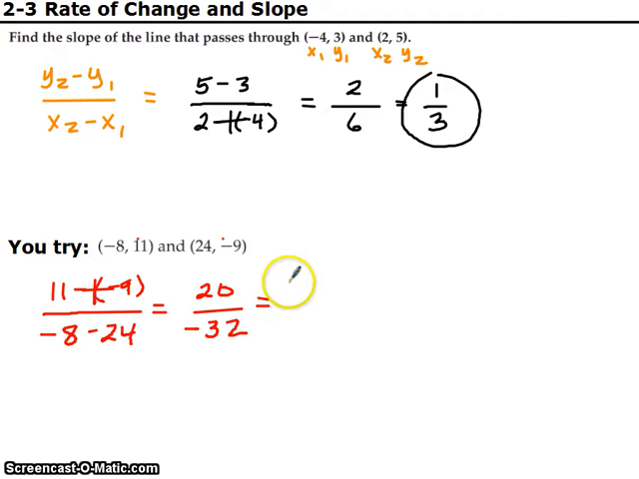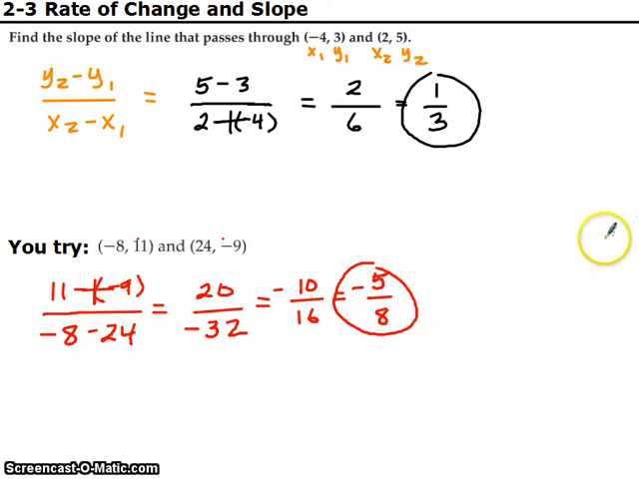Let's divide by 2. And we get 10 over negative 16. So I can divide again. Divide by 2 again. I get 5 over 8. So negative 5 over 8 is my final answer there.